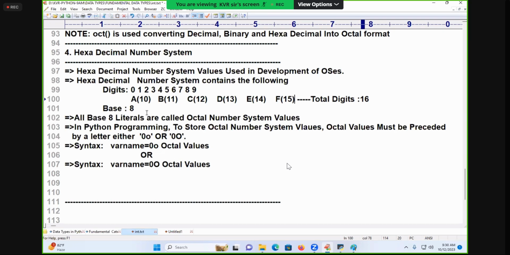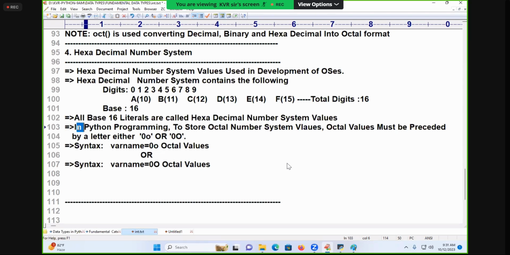Are you following me? Good. What is the total number of digits? 16. So base 16 literals are called hexadecimal number system values. I hope you are clear.